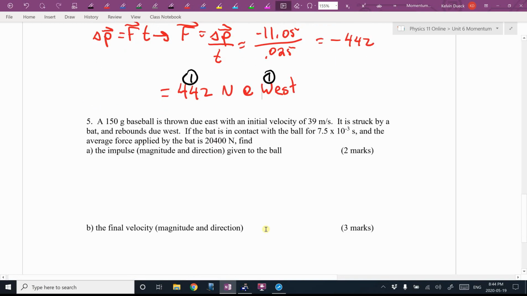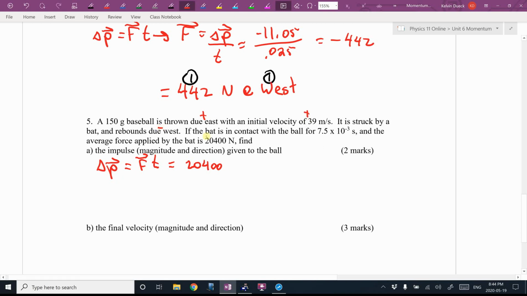Find the impulse. Okay. Well, you know what? They gave me the force and they gave me the time, so I think I'm going to find the impulse by using force times time. Okay, let's see. I got to be careful. I see east and west, so I'm going to call east positive, so west is negative.